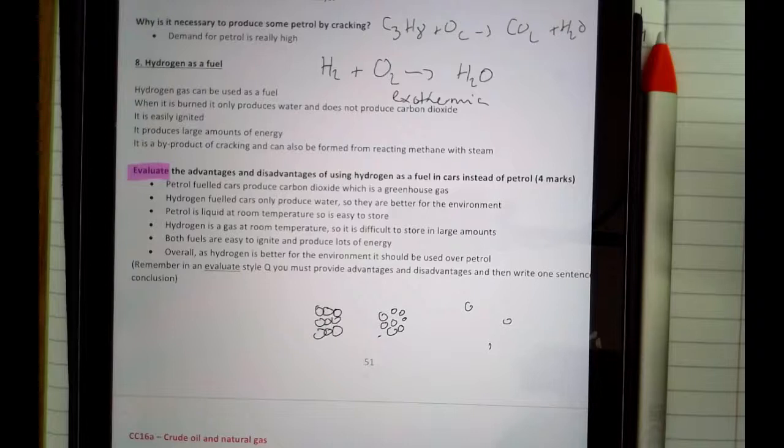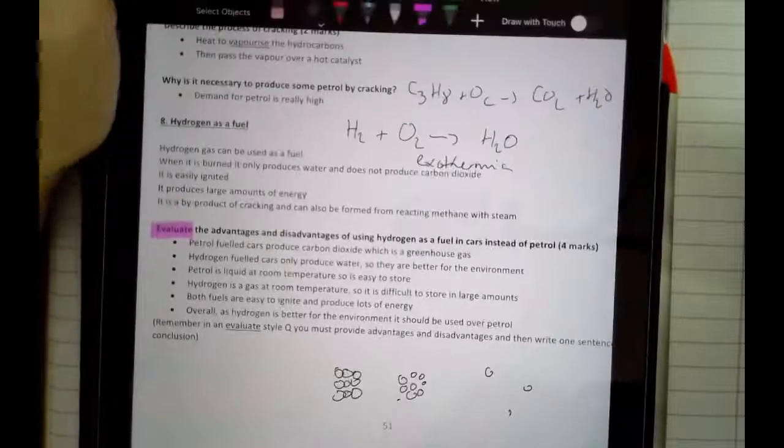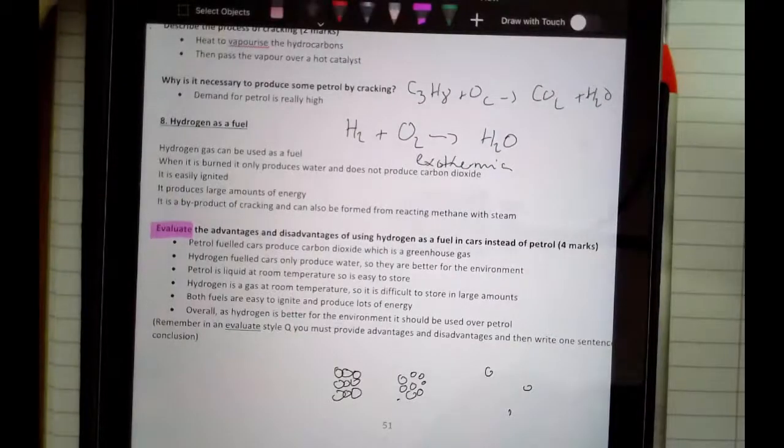So that's the end of the fuels topic. I think it's a relatively straightforward topic. There's quite a bit to learn. But in terms of the chemistry, there's nothing that difficult in it. So it is a topic that you should all be targeting as potentially something that gives you full marks.